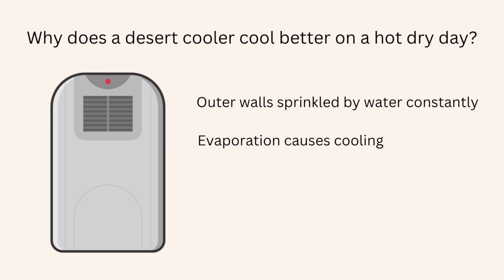So why does it cool better on a hot, dry day? On a hot day, evaporation is faster because obviously as temperature increases, the rate of evaporation increases. So on a hot day, it would be cooling better. On a dry day, why is it dry? We have also seen that humidity is one of the factors of evaporation. So on a dry day, there would be very little humidity, so evaporation can also be faster. So two factors that influence the rate of evaporation are present here. One being temperature, another being humidity.